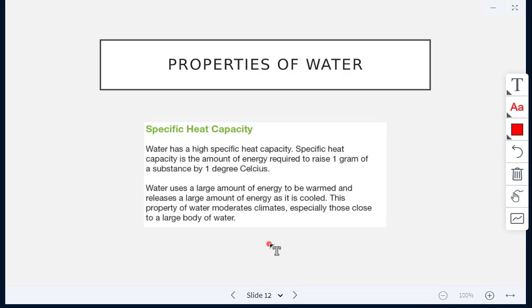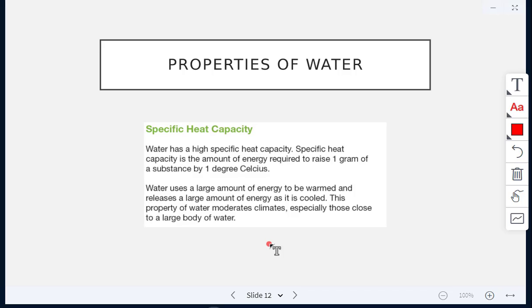So lastly, water also has a high specific heat capacity. So basically what that means is that specific heat capacity is the amount of energy required to raise 1 gram of a substance by 1 degree Celsius. So it takes a large amount of energy for water to be warmed, and it releases a large amount of energy when it gets cooled, which is very important because it kind of controls climates. This property of water moderates climates, especially those close to a large body of water.